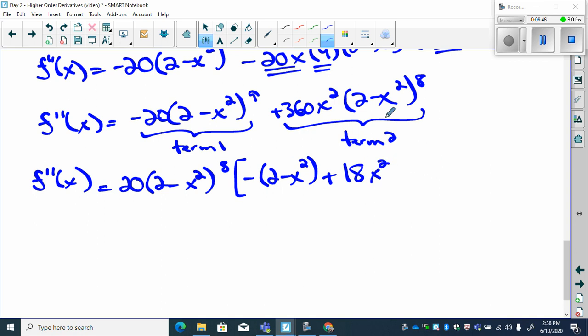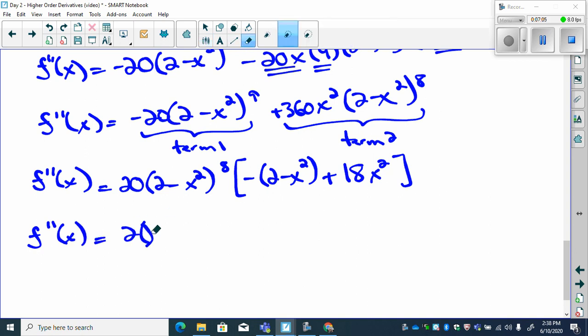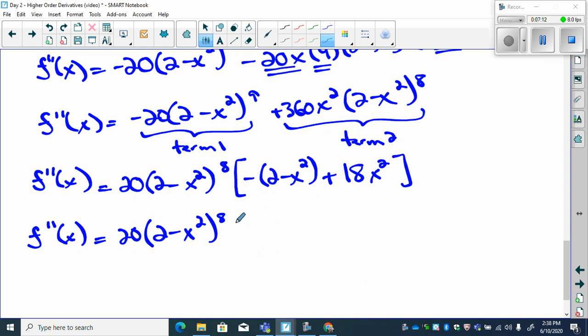And 2 minus x squared to the 8th divided by itself would be 2 minus x squared to the 0, which is just 1. So this term divided by that would just leave 18x squared. And then I'll just clean up what's inside the brackets. 20 times 2 minus x squared to the 8th. And then in the brackets, this will become negative 2 plus x squared plus 18x squared.